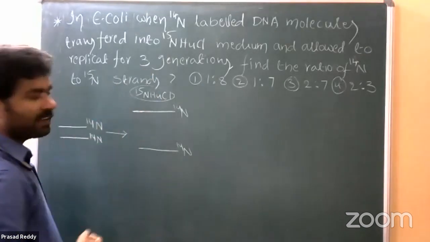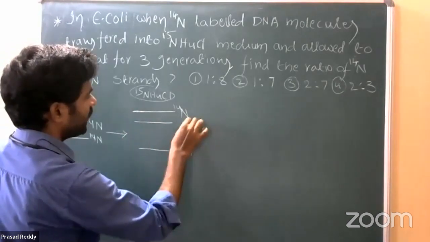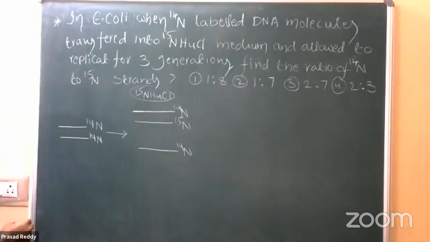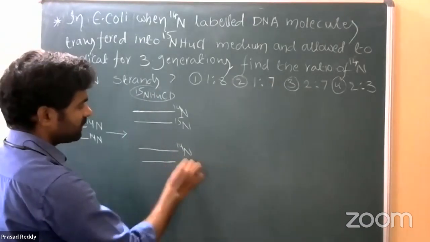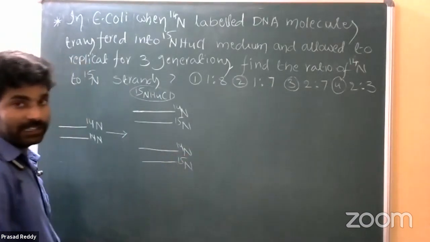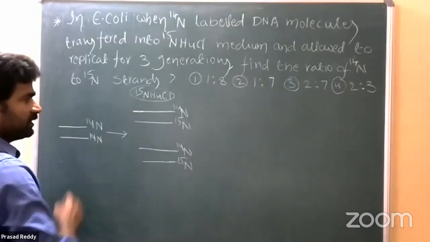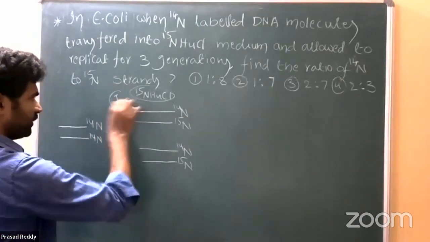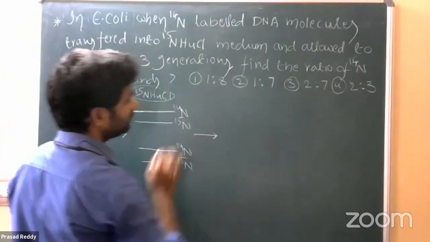Okay, what about newly synthesized strands? The newly synthesized daughter strands are N15. Why? Because when we transfer the N14 DNA molecules into the N15 medium, the N15 heavy isotope is incorporated into the newly synthesized daughter DNA. In this way, the first replication is completed. These are first generation DNA molecules. Then you can take the second generation.